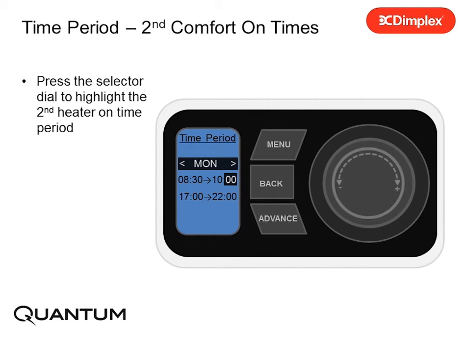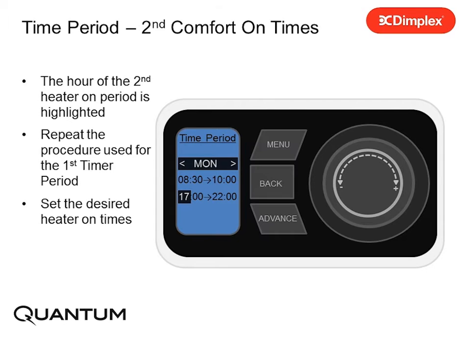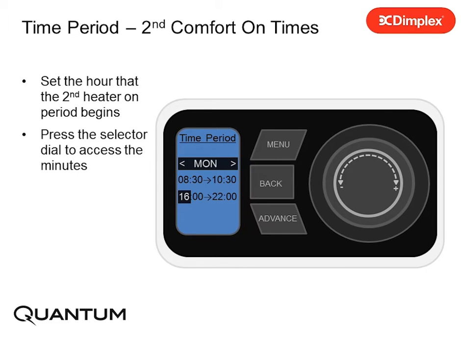Press the selector dial to highlight the second heater on time period. The hour of the second heater on period is highlighted. Repeat the procedure used for the first timer period and set the desired heater on times. Set the hour that the second heater on period begins and press the selector dial to access the minutes.